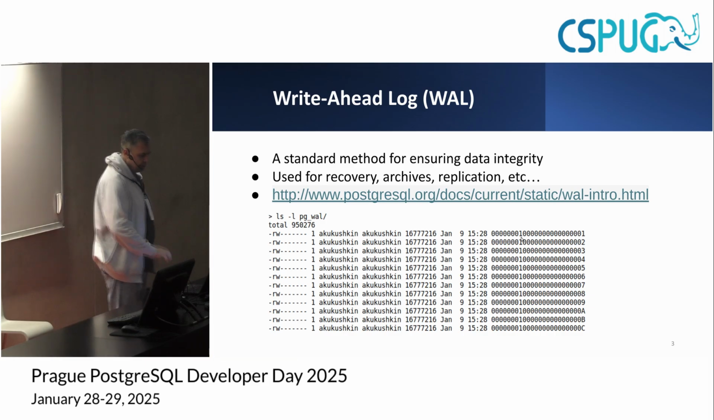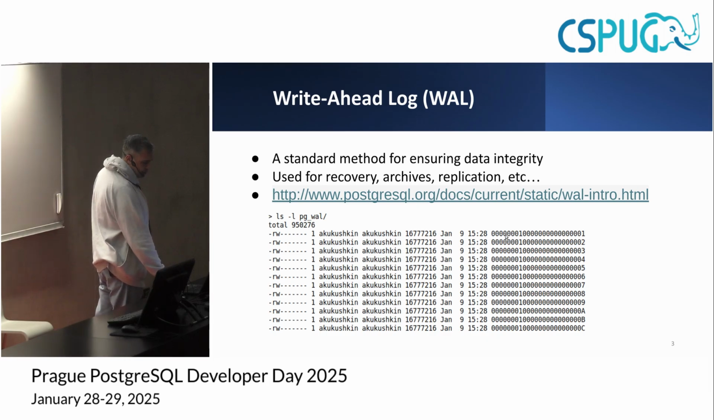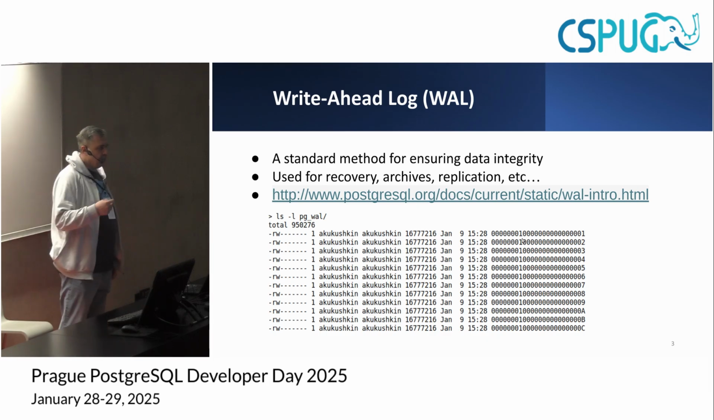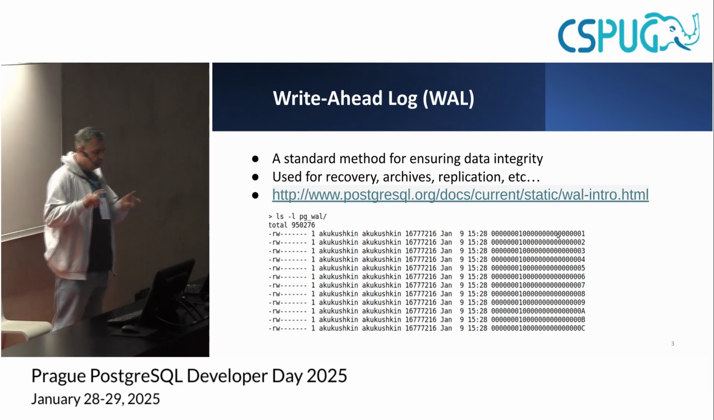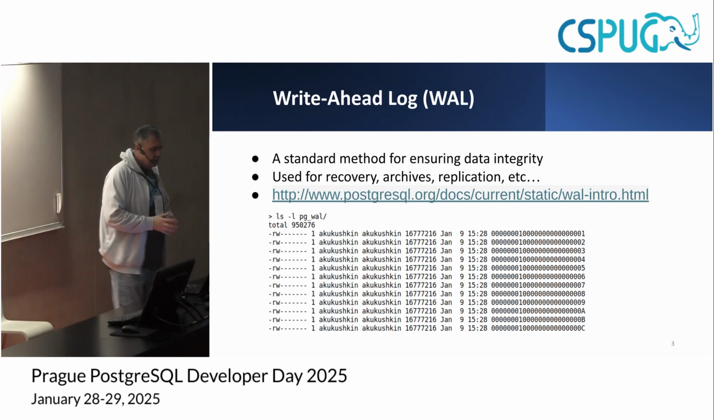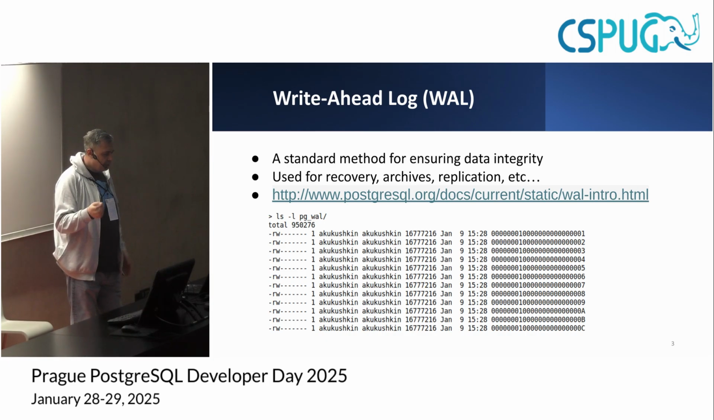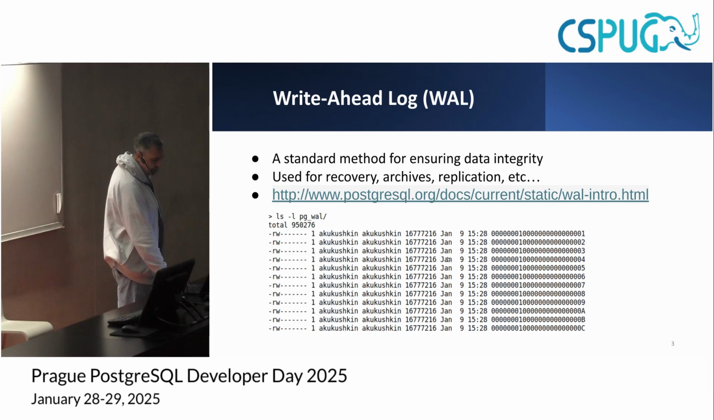There will be a list of files. Every file name has 24 characters. The first 8 are used to define a timeline, which is right now not so important, and the rest is again split into 2 parts and basically defines at which specific LSN this log belongs to. If you just initialize your database, by default every write-ahead log will be 16 megabytes in size, like in this picture.